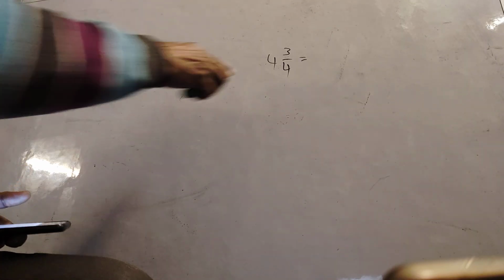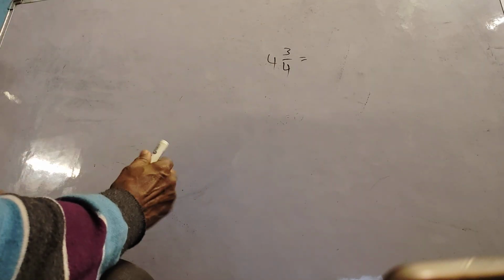Convert 4 complete 3/4 into decimal. Okay. Convert 4 complete 3/4 into decimal. So this was decimal conversion.